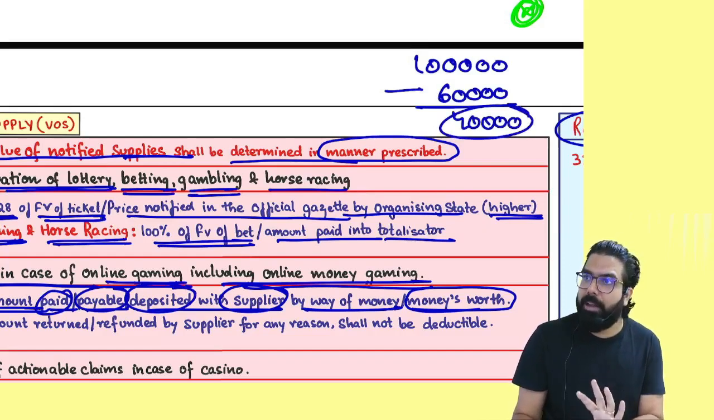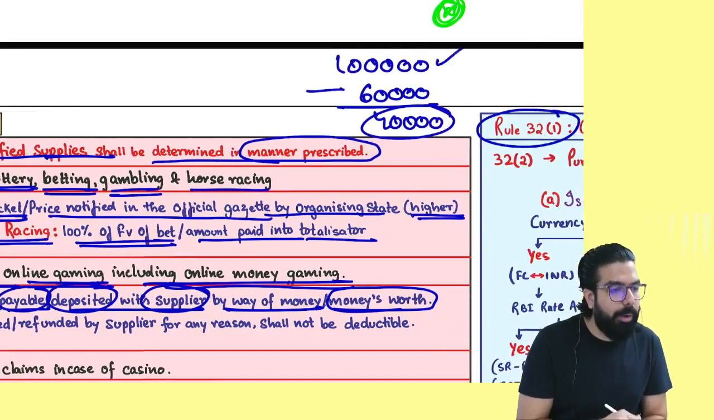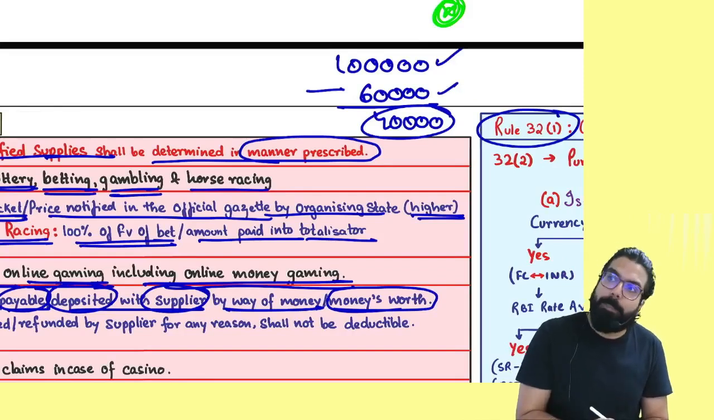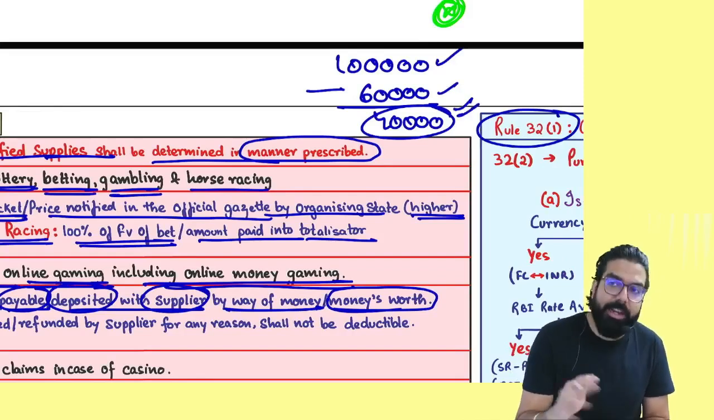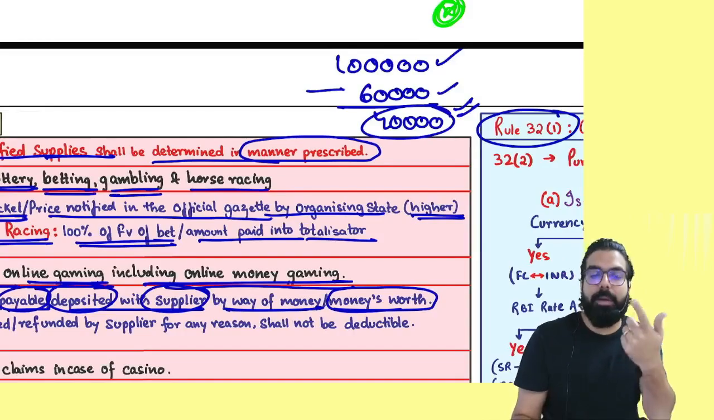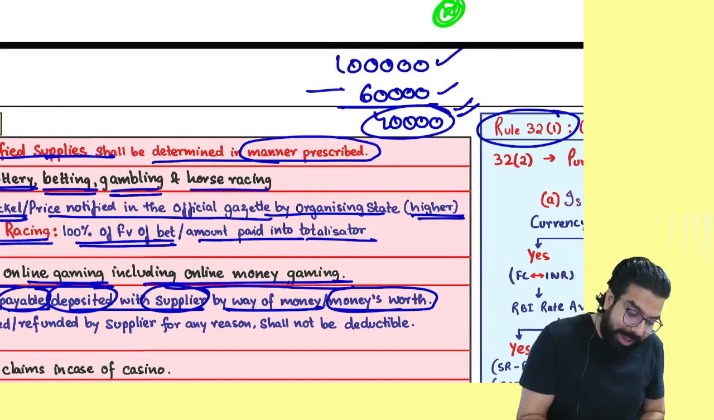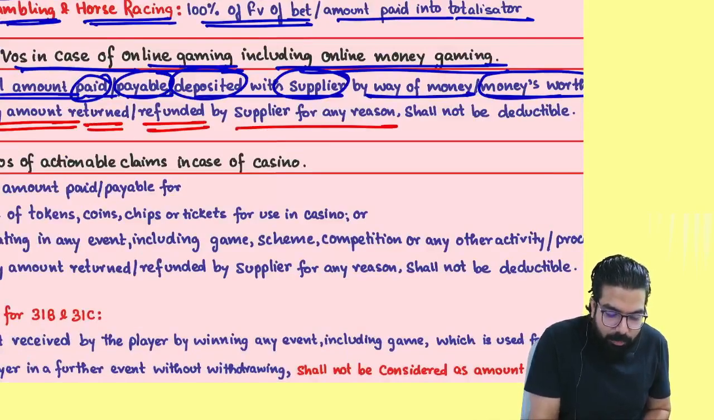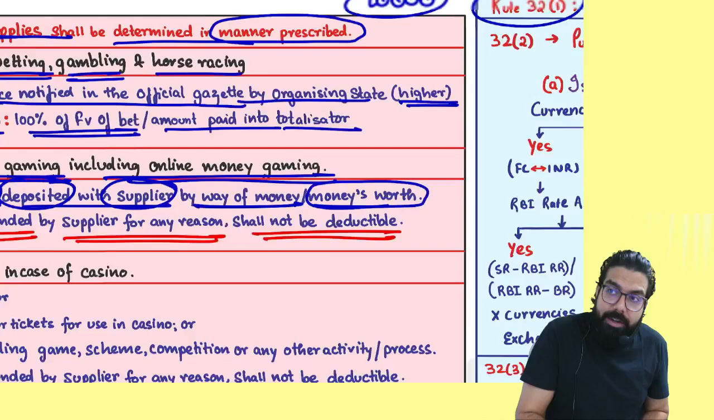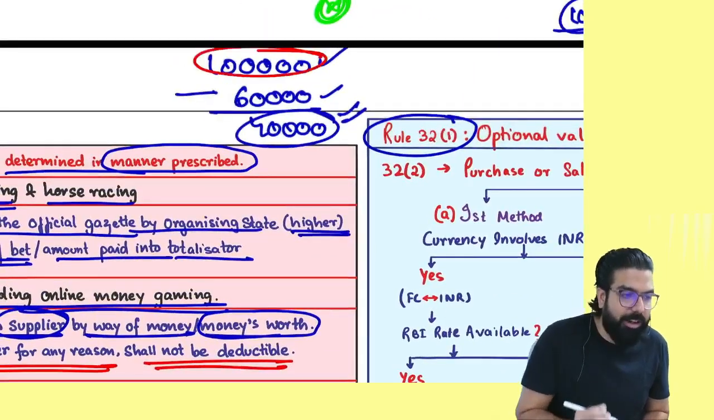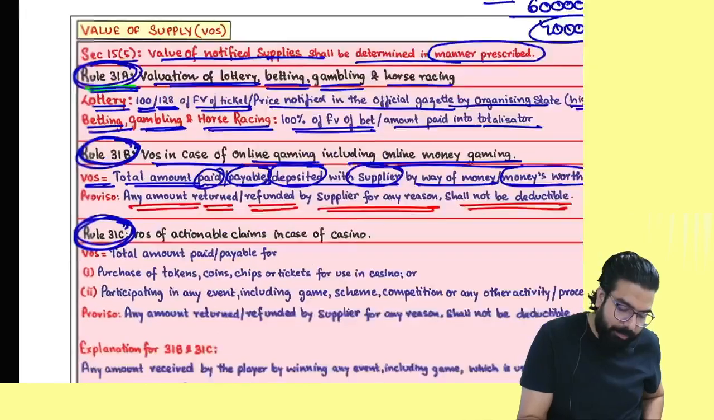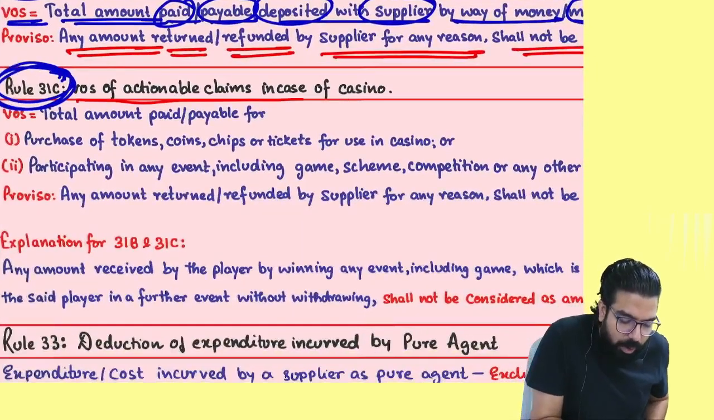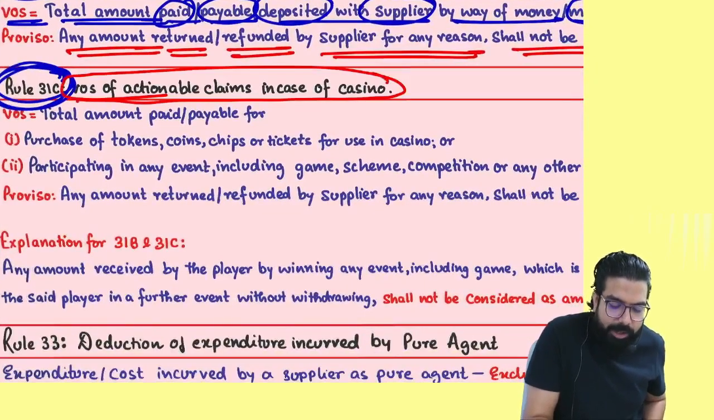You came to play online. 1 lakh you deposited. 60,000 you played. And then 40,000 I returned to you. What is my value of supply? 1 lakh. Remember, any amount returned or refunded for any reason shall not be deductible. Can you tell me on what amount I'll charge you GST? 1 lakh rupees.